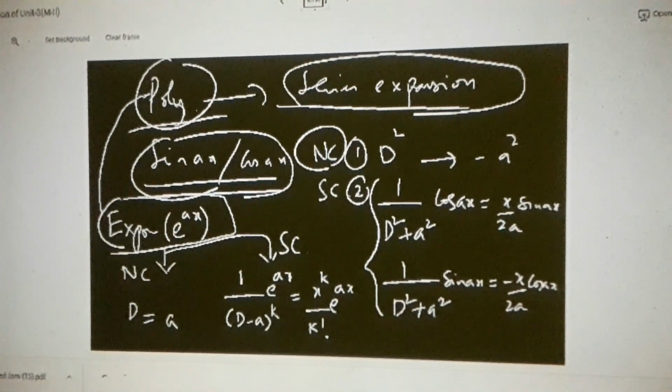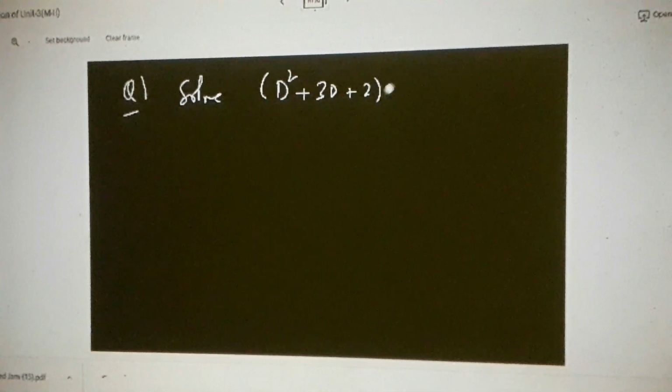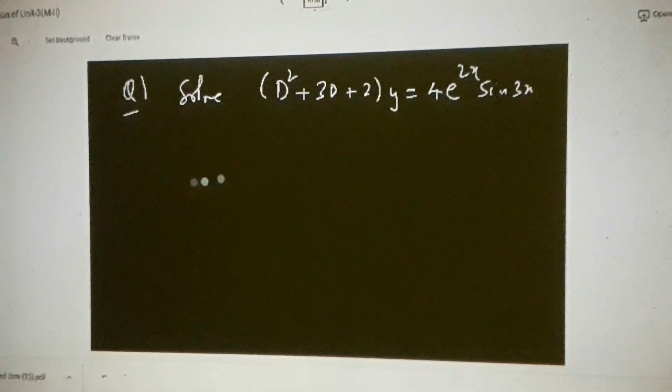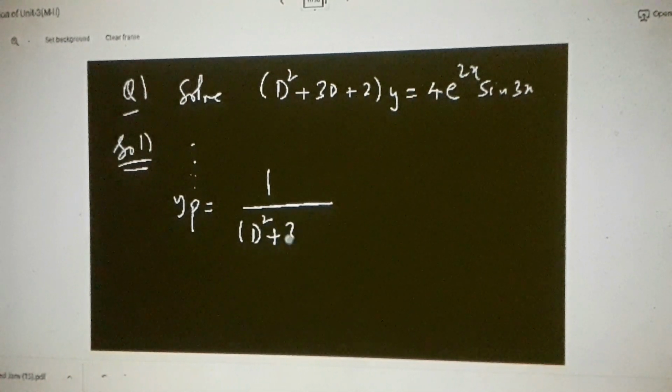I'll just touch upon one problem, suppose the question comes to solve (d square plus 3d plus 2) of y is equal to e to the power of 2x, some constant 4, into sine 3x. Now I'll write just the part yp, because you are all clear about yc: yp equals 1 by (d square plus 3d plus 2) of 4 e to the power of 2x into sine 3x.